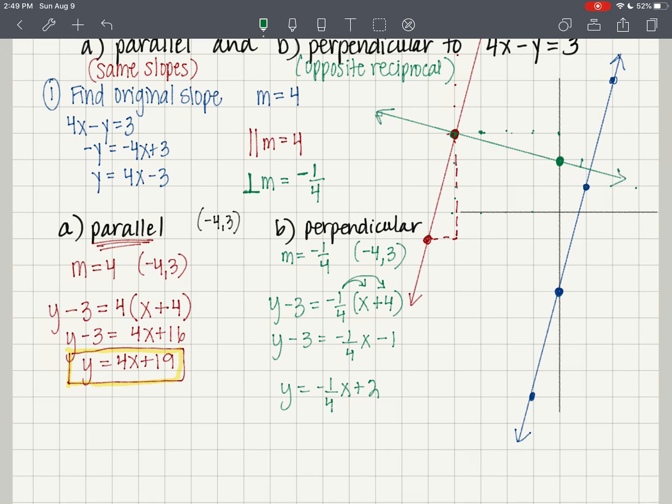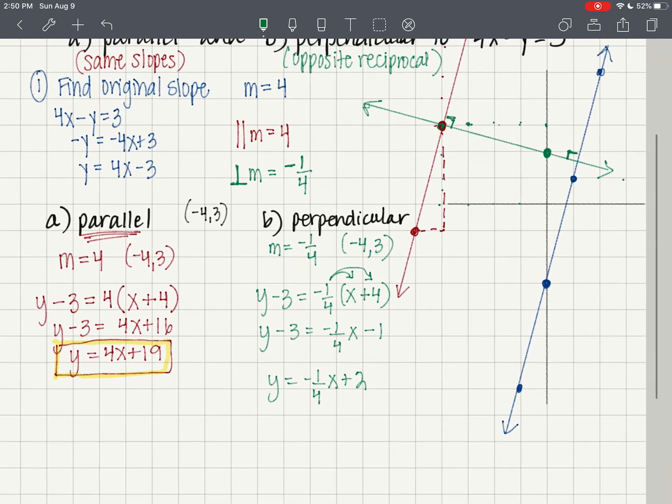Perpendicular means it makes a right angle. So you can see the red and the blue line are parallel. The green and the blue line are perpendicular. The green and the red line are also perpendicular. And that's an example of parallel and perpendicular lines.